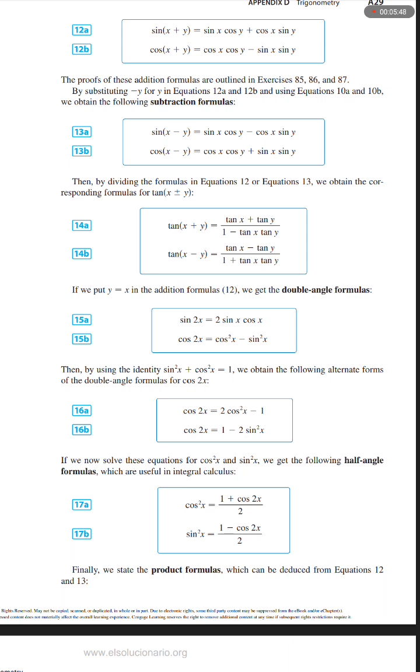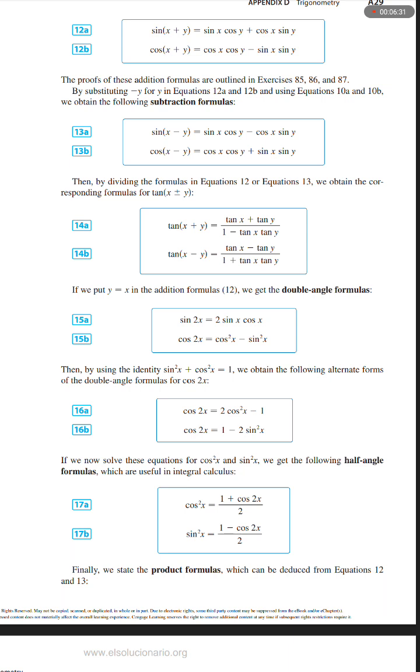Then by dividing the formulas in equations 12 or equations 13, we obtain the corresponding formulas for tangent of x plus or minus y. Equation 14a: tangent of x plus y equals tangent x plus tangent y over 1 minus tangent x tangent y. Equation 14b: tangent of x minus y equals tangent x minus tangent y over 1 plus tangent x tangent y.